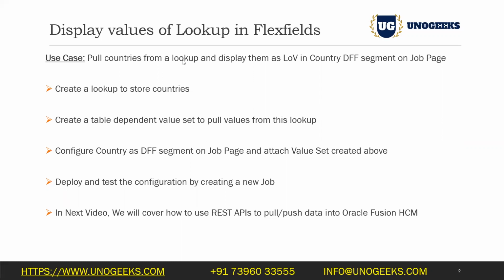So it's a 3-step process. First, create a lookup and store a couple of countries in there. That's step number 1. Step number 2, create a table dependent value set to pull values from the lookup. Step number 3, pick up a DFF on job as an example, create a context and enable country as a segment. And when you define the DFF segment, attach the values that you created in step number 2. That way, when you go to the job screen and try to create a new one, you get to see the values that you have in a lookup.